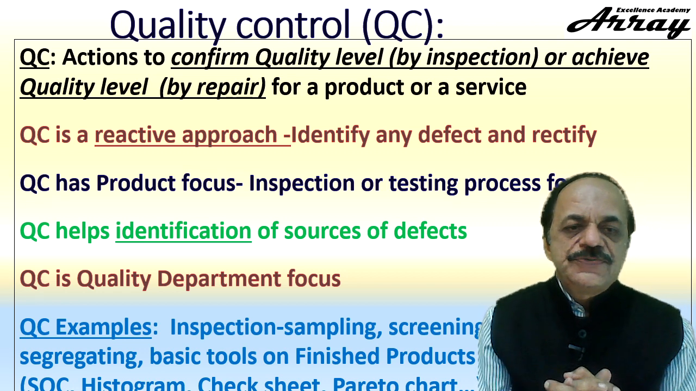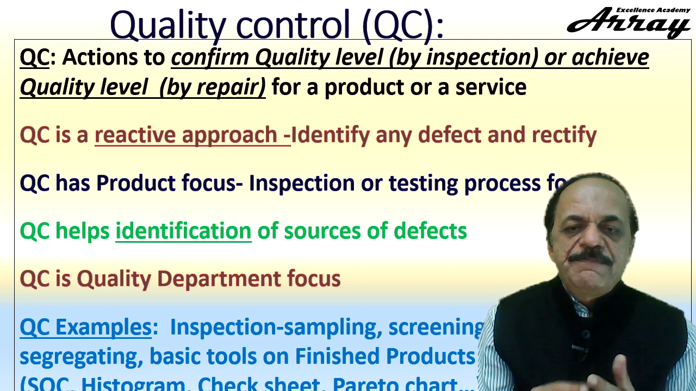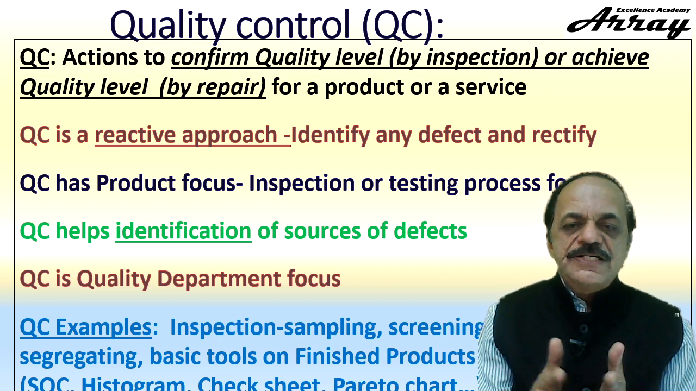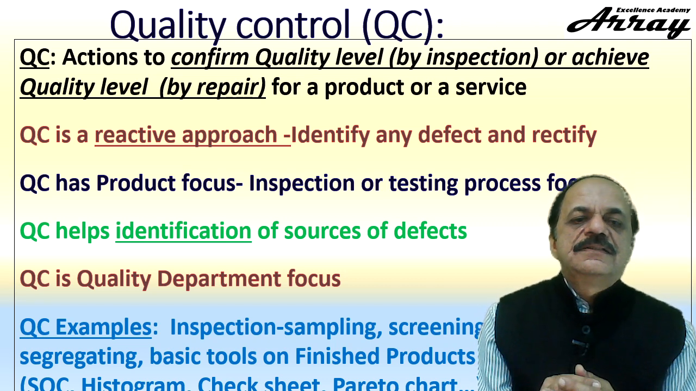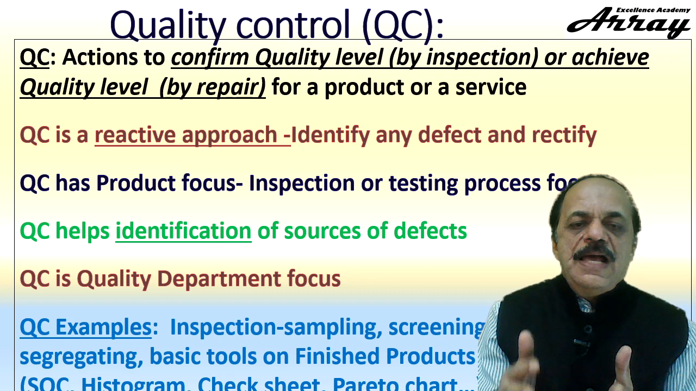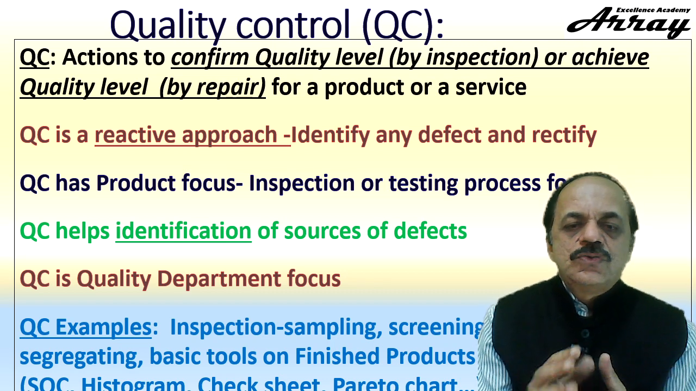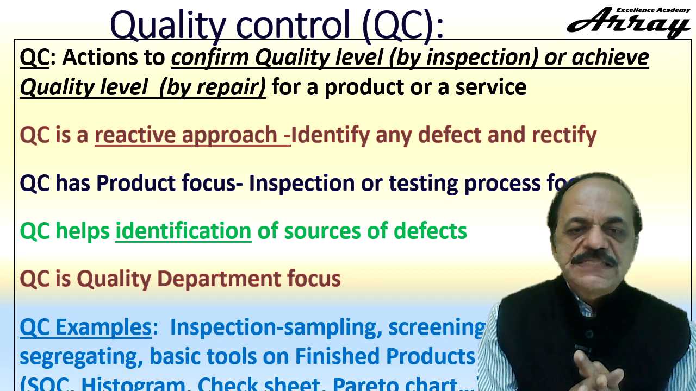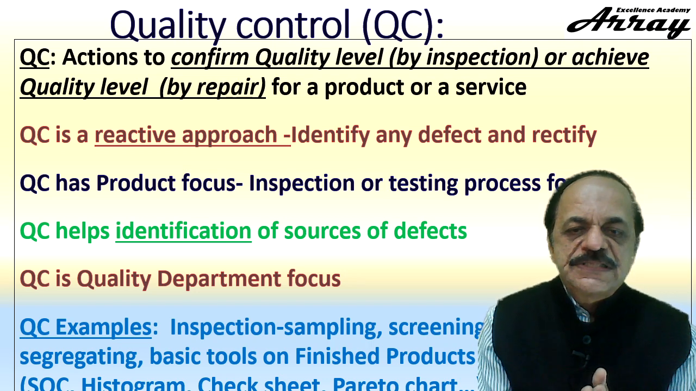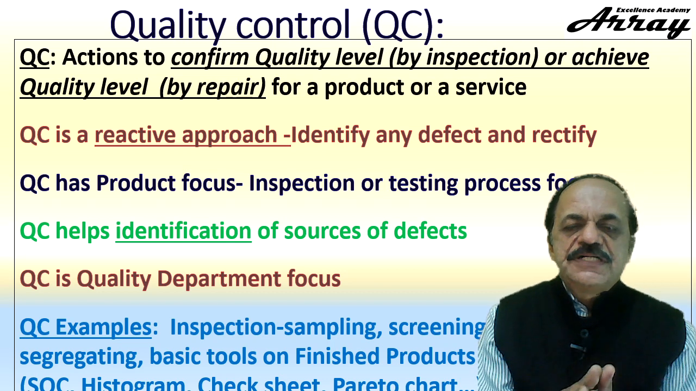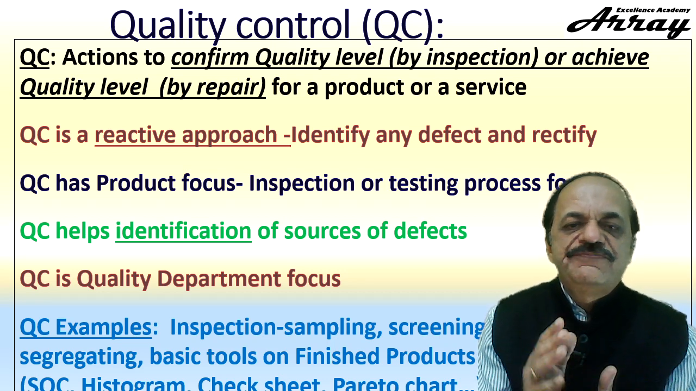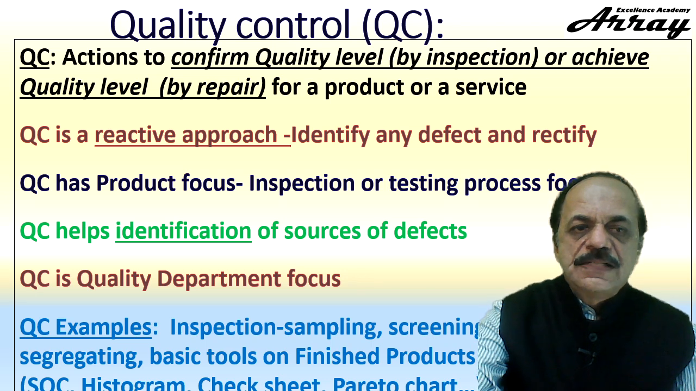Some of the examples of QC are inspection. It can be sampling inspection. It can be screening, that is 100% inspection. It may be segregating into different categories: bad, good, better, best in quality, and so on. Application of basic QC tools on the inspection results of finished products or services, like SQC, that is statistical quality control, histogram, check sheet, Pareto chart, which I will explain in detail in future sessions. These are the examples of quality control.